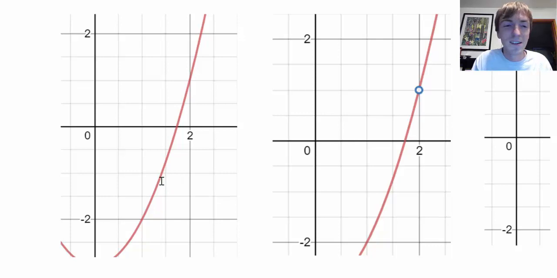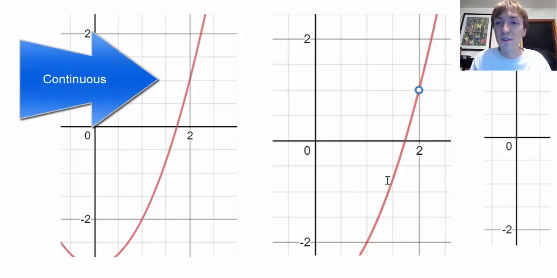Also, as x approaches 2 from both the left and the right, I'm approaching the same thing. And in fact, I'm approaching f of 2. So there are no problems here. The limit is equal to what the actual value is, so the function is continuous. Pretty straightforward. If you have a smooth line like this, the function's continuous.